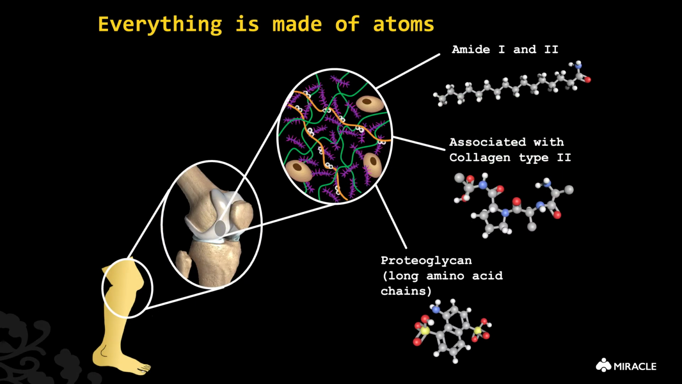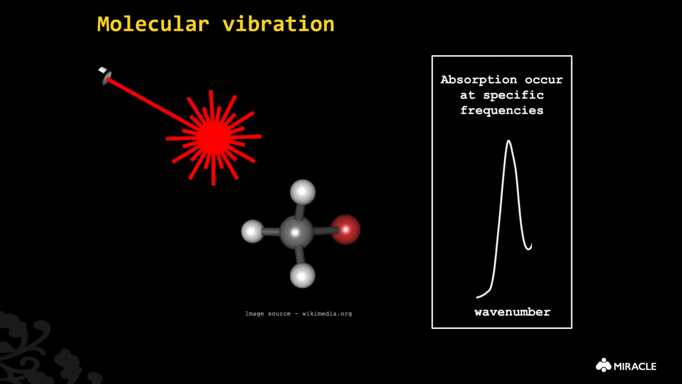To explain Miracle Project, I will remind you about a few concepts from school time. First, everything is made of atoms. So if we look deep and deep inside of our knees, we will find very specific molecules. The second concept is molecular vibration. If you illuminate these molecules with the right light, we can give energy to the molecule, which will vibrate. This vibration happens at a very specific frequency, and it shows as a peak.